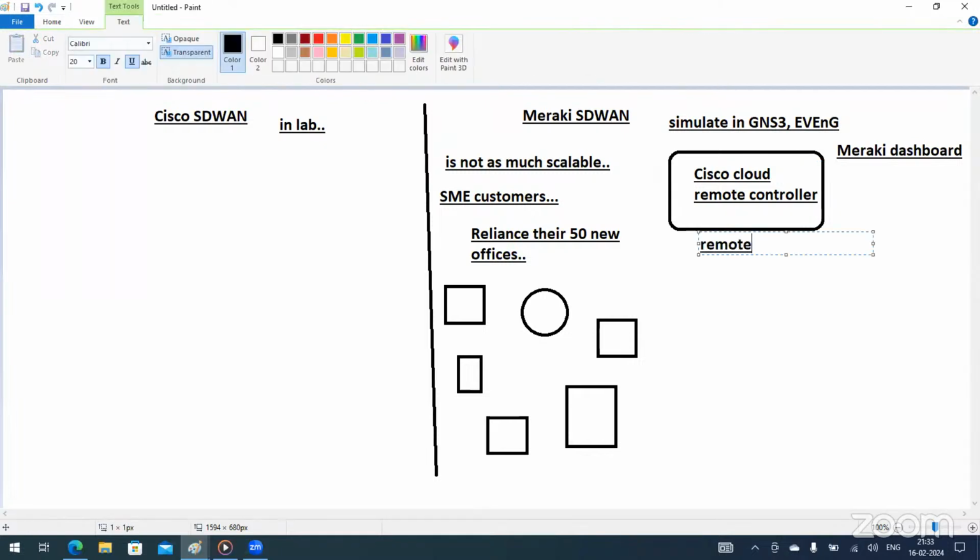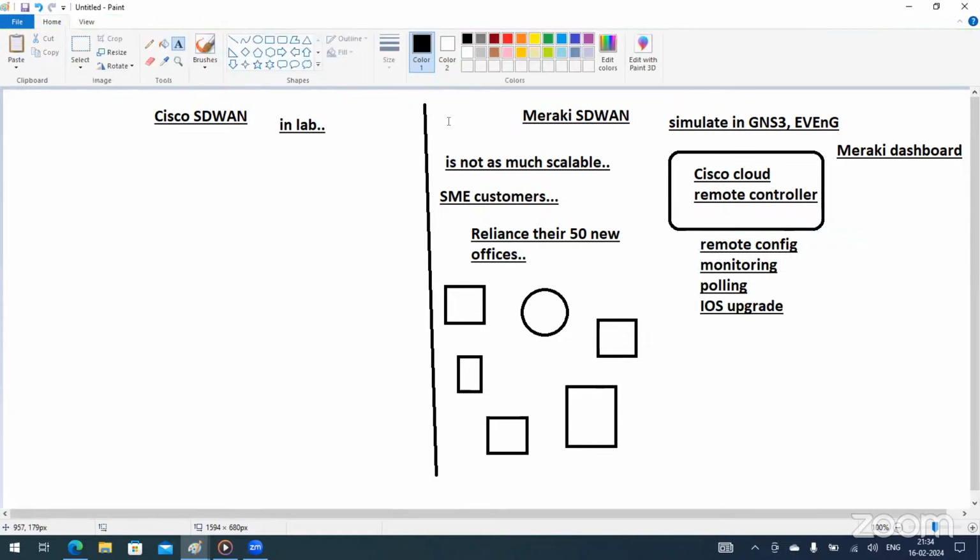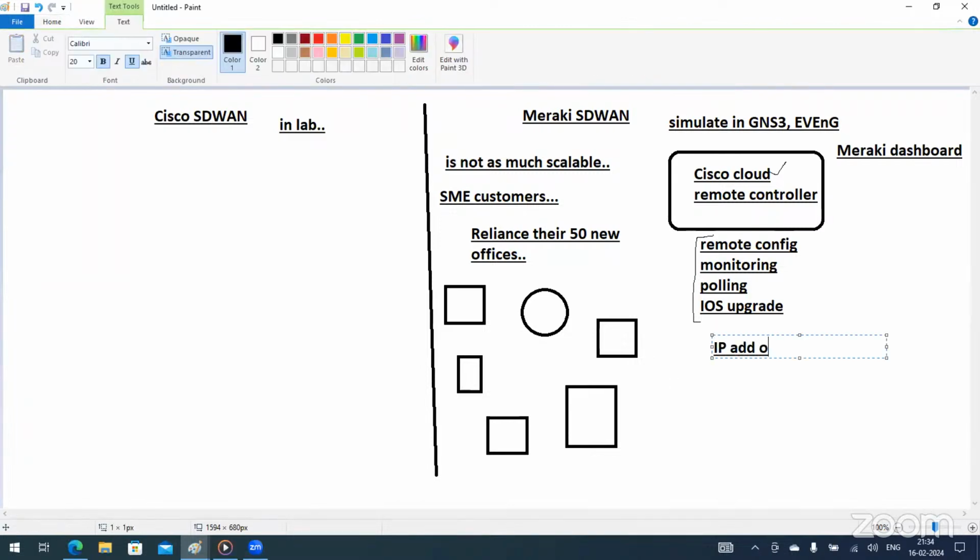Remote configuration, monitoring, polling, iOS upgrades. Everything is done remotely. In terms of security, NAT, firewall, etc., everything is feasible from this controller. So you cannot do any configuration on CLI. Even the IP address you can only type on the GUI, the day zero configuration. When you have received the device and you want to configure the IP address, you cannot go to CLI.